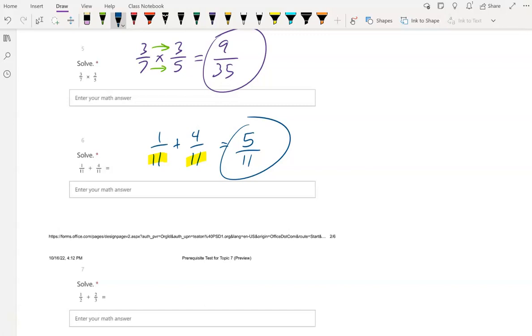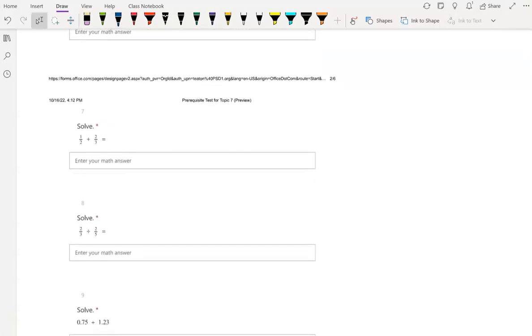However, for number 7, it's not quite as easy because this one we are asked to add two fractions that do not have the same denominator. 1/2 plus 2/3. The trick to adding fractions if they don't have the same denominator is you have to find the least common denominator. You have to find a number that both of these denominators can go into evenly. What's the smallest number that 2 and 3 will both go into?